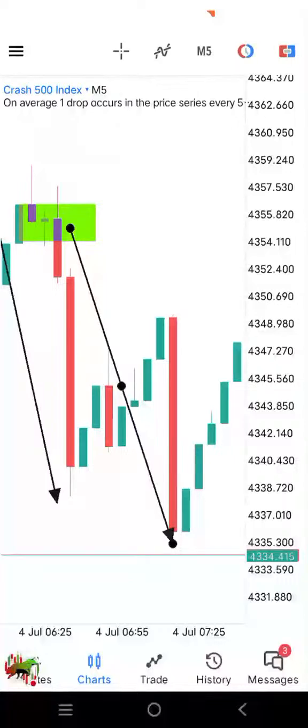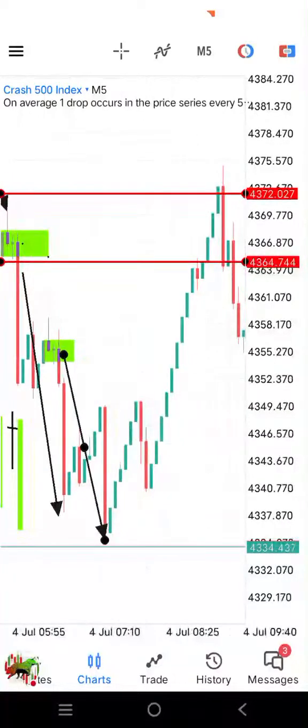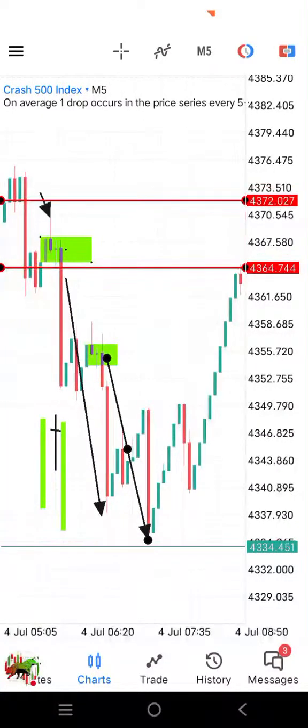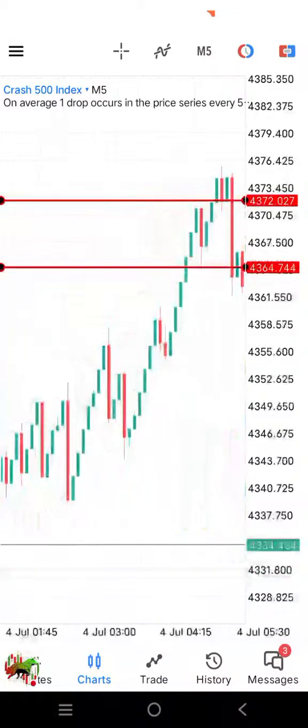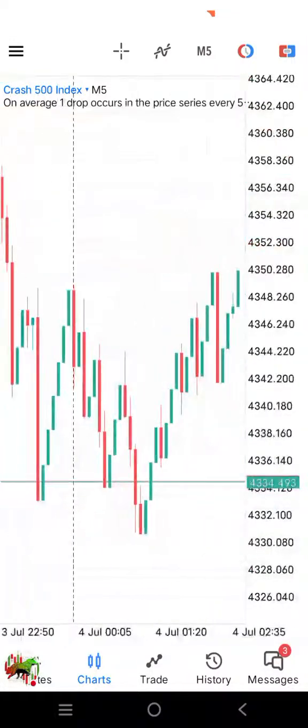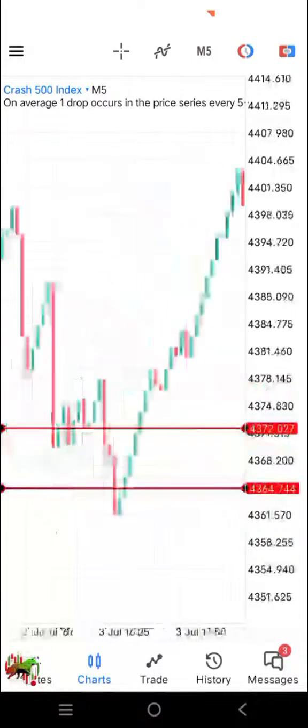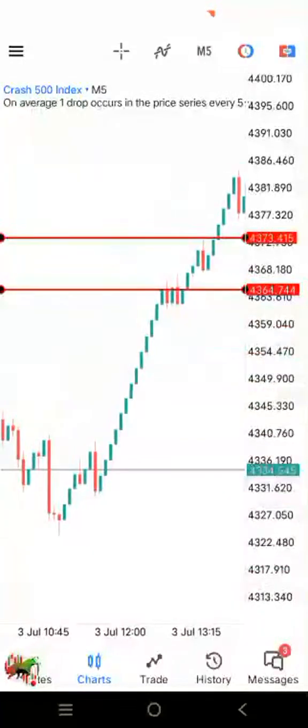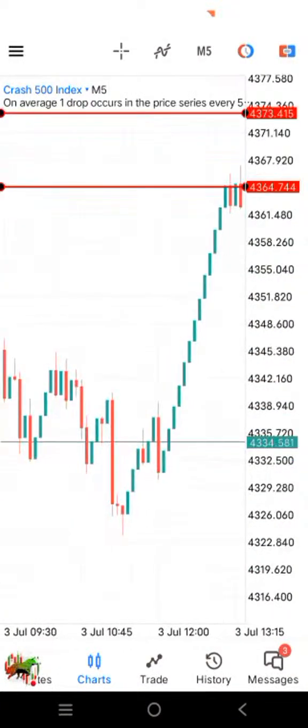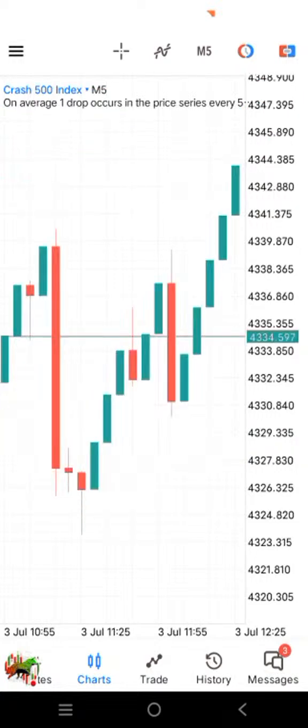You guys get it? How to sell using this doji. Each time a doji appears somewhere on top or somewhere at the bottom, it's time to do what? Sell or buy. Check it out.